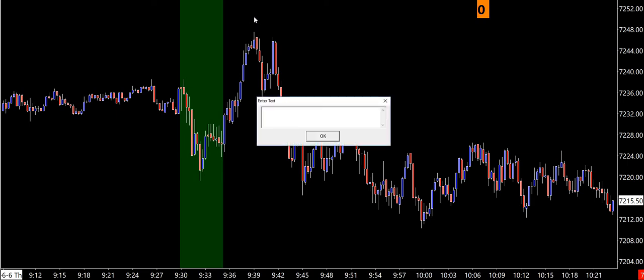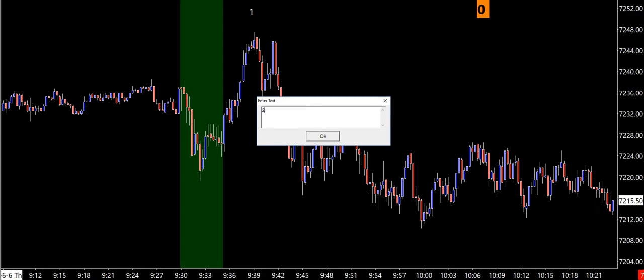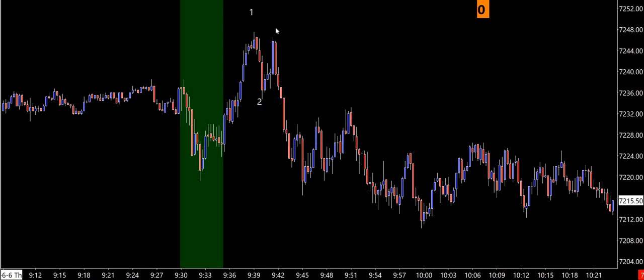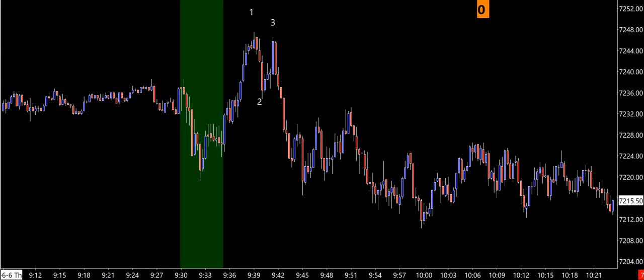is a 1, 2, and a 3. And once price takes out this level over here, the trend has changed. So this no longer is a pattern here. I mean, you could call it a demand area here.